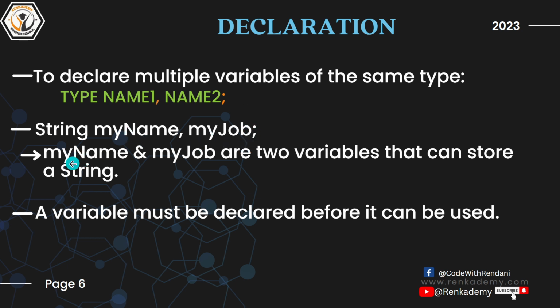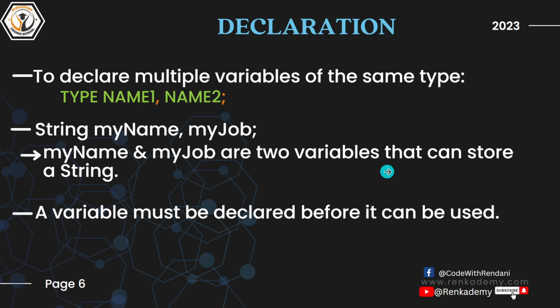Okay? And finally, note that a variable must be declared before it can be used. So we cannot use a variable without declaring it. And this is straightforward, because in order to store some data in our computer's memory, we have to allocate some space. So this means that we have to declare a variable, alright?